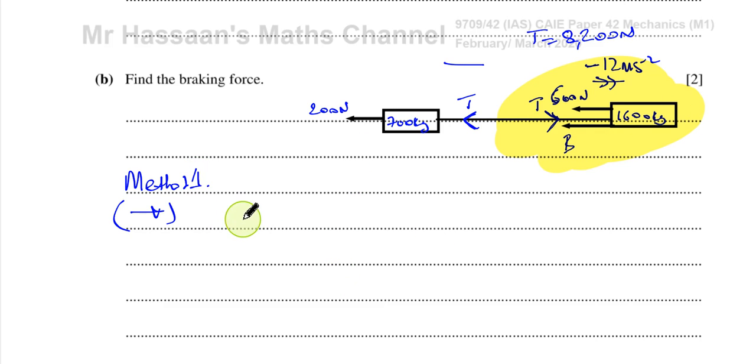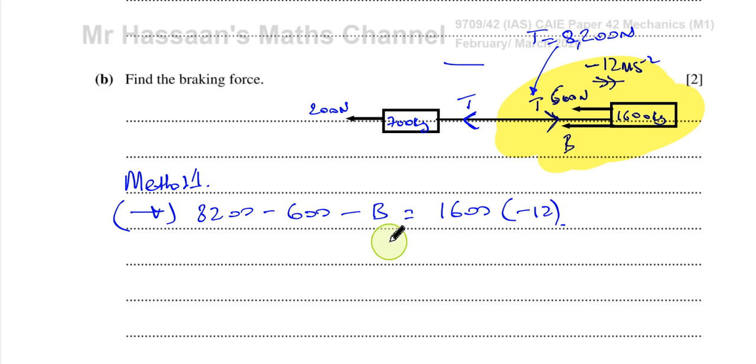So I'm going to draw the forces acting. I've got the thrust in the rod acting in the same direction as the movement, keeping these two apart. Then you've got minus 600 and minus B. We know the thrust is 8,200. So 8,200 minus 600 minus B is the resultant force acting on this, and that's equal to the mass, which is 1,600, times acceleration, which is negative 12.